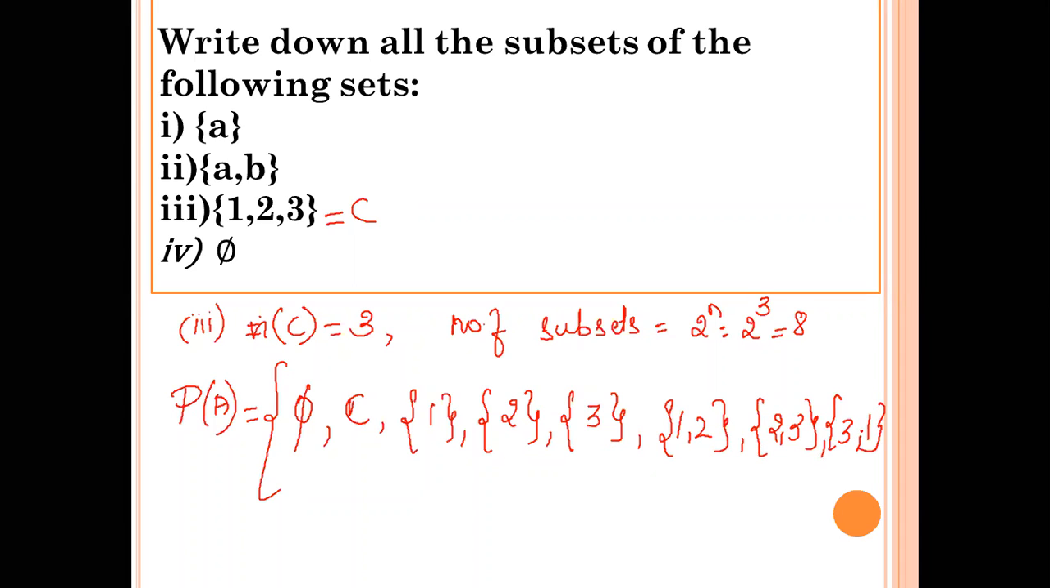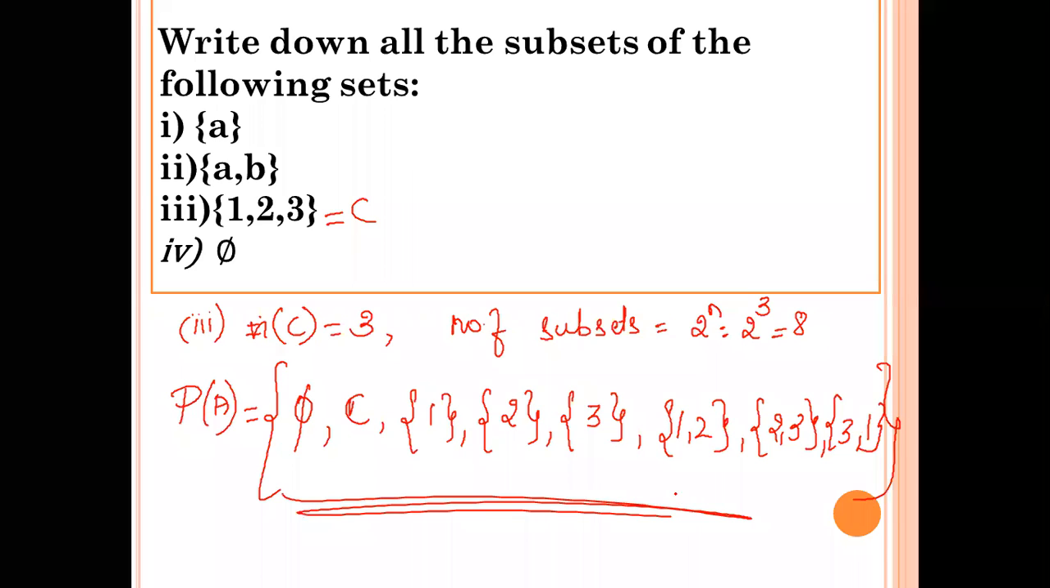Are we done? Check how many subsets we want. We want 8. We'll check whether we have 8 subsets or not: 1, 2, 3, 4, 5, 6, 7, 8. So these are the subsets of C. Now let me see who will give me the answer for the fourth one. If you know the answer for the fourth one, you have understood the topic. What is the answer for the fourth one?